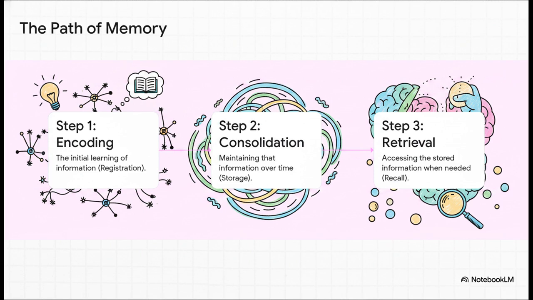Next up is consolidation, which is all about storage. This is the process of taking that information and maintaining it over time. And finally, you have retrieval, which is exactly what it sounds like, the ability to access and recall that stored information when you need it. So remember those three: encoding, consolidation, and retrieval. They are the universal pathway for every memory we create.